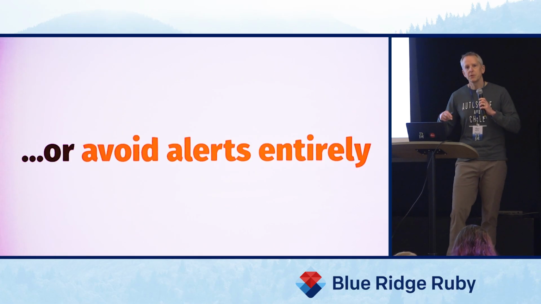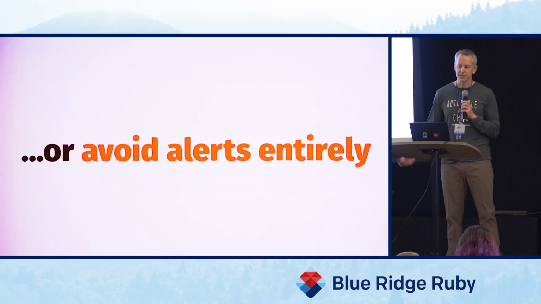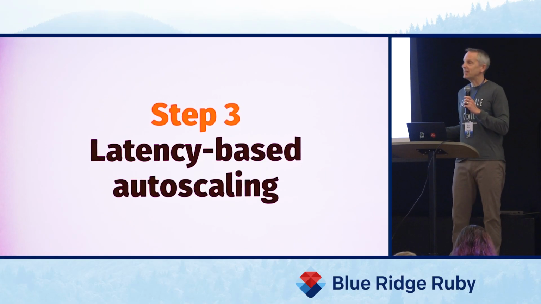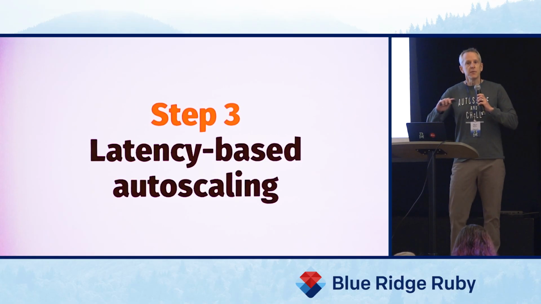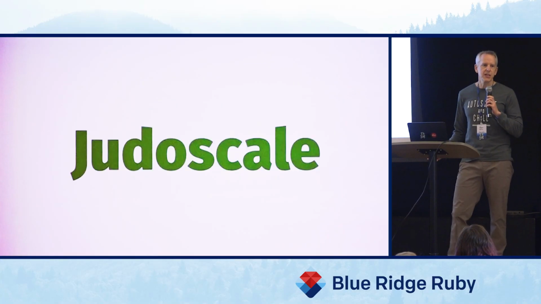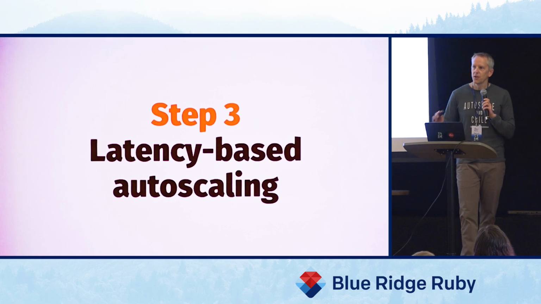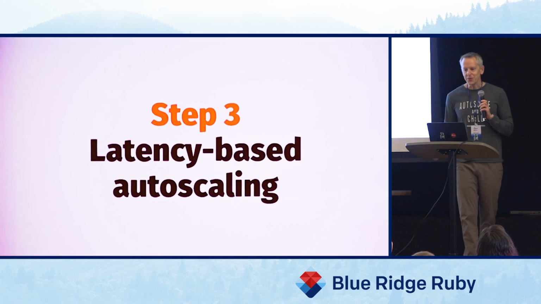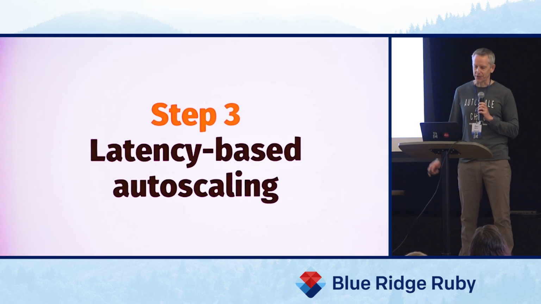But with resilient job queues, we want to avoid alerts entirely, right? That's kind of the whole point. And that's where latency-based auto-scaling comes in. Now, full disclosure, I run an auto-scaling service, but I'm not even going to mention the name of it because it actually doesn't matter what auto-scaler you use. The important thing is that you're auto-scaling your workers.